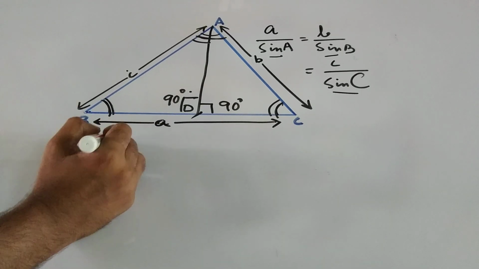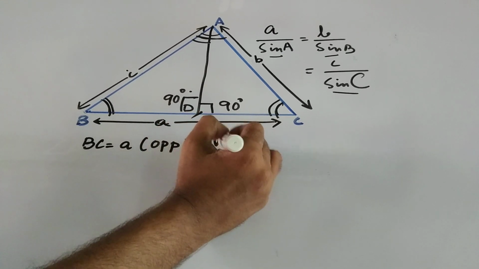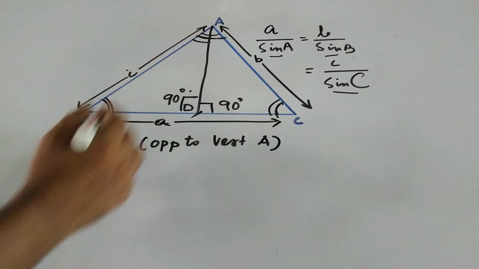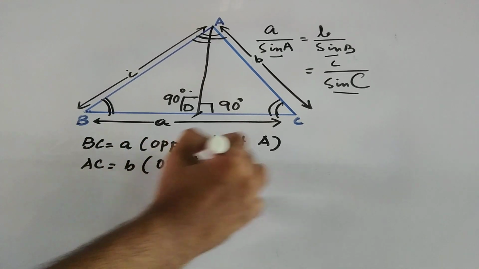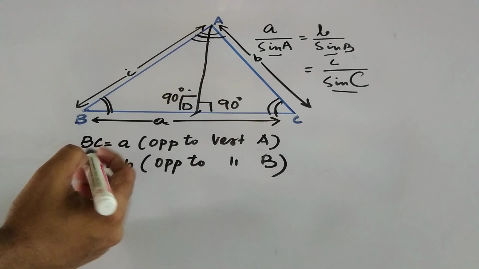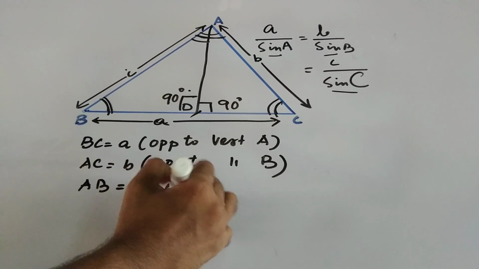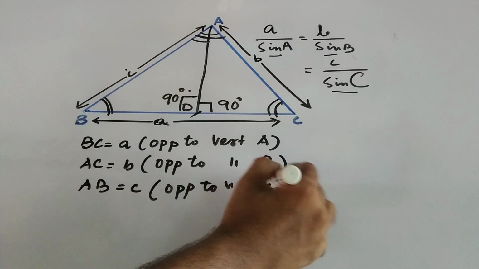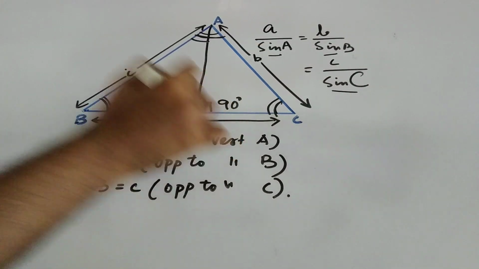That means BC equals a, which is opposite to vertex A. Let AC equal b, which is opposite to vertex B, and the third side is AB equal to c, which is opposite to vertex C. So I have to prove a/sin A = b/sin B = c/sin C. For that purpose, I have dropped a perpendicular from the vertex A on the base BC.